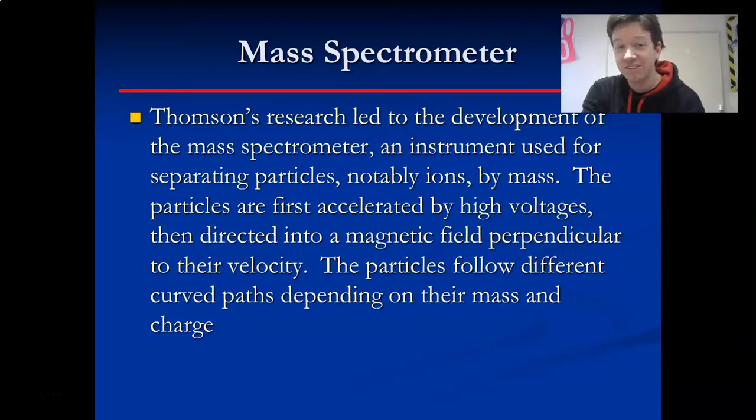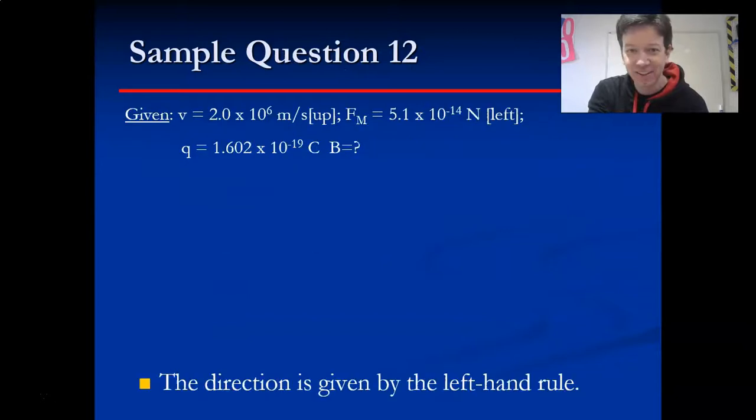This discovery of the electron led to another important discovery. Oh, not a discovery, but invention, the mass spectrometer. Now the mass spectrometer doesn't work exactly like the cathode ray tube. It's slightly different.